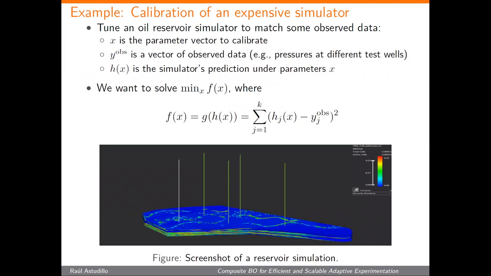This kind of structure shows up in a wide range of applications. So in particular, here I'm gonna talk very briefly about an example that showed up when I was working as an intern at ExxonMobil. At ExxonMobil, we had this very expensive reservoir simulator, and we wanted to tune the parameters. We wanted to calibrate this simulator to some observed data. So we did something slightly more complicated than what I'm gonna describe here, but the main idea is the same. So we had this vector of observed data, and in our context, this was the pressures at some test wells in the simulator. And we wanted the output of the simulator to match this observed data as closely as possible. So what we did is formulate this problem as a nonlinear least squares problem. And you can see how the objective function naturally has this composite structure.